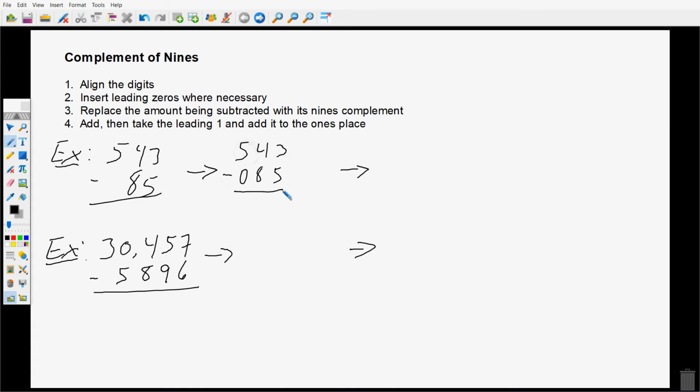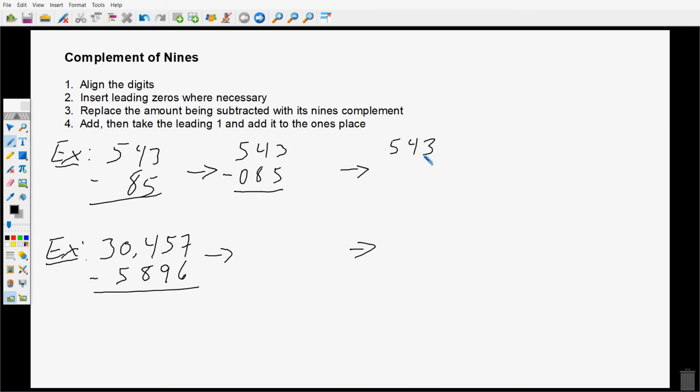The next thing that says is replace the amount being subtracted with its nines complement. A nines complement means how much do you have to add to that number to get 9? Or 9 minus that number is what? The top number you're going to always keep as it is. But now, left to right, let me find the nines complement of each digit.